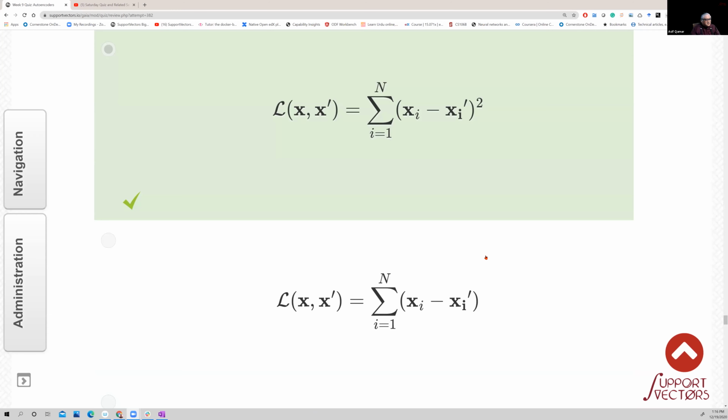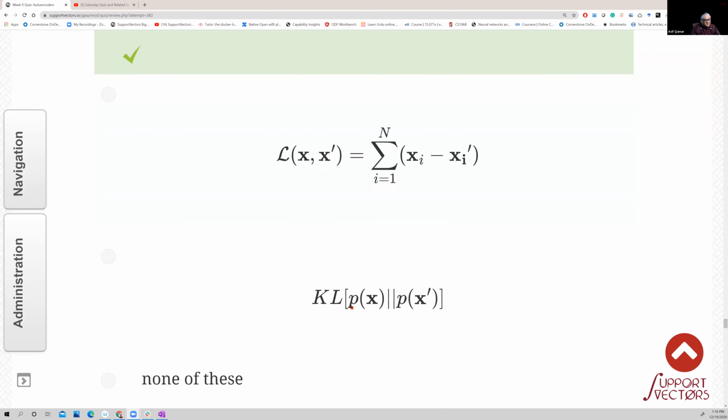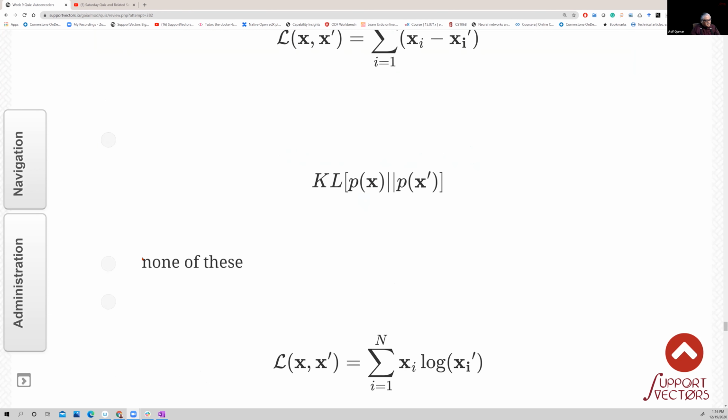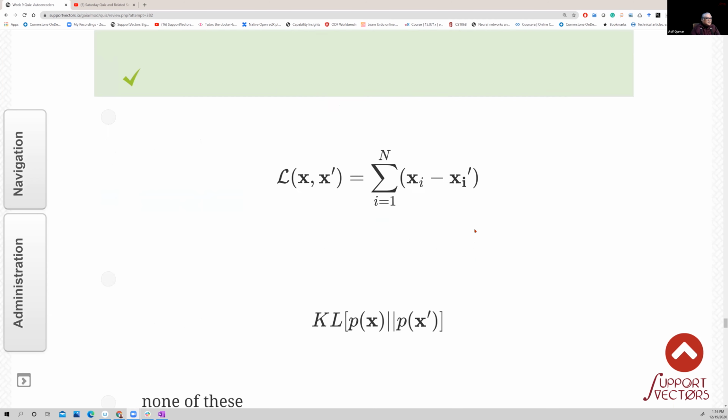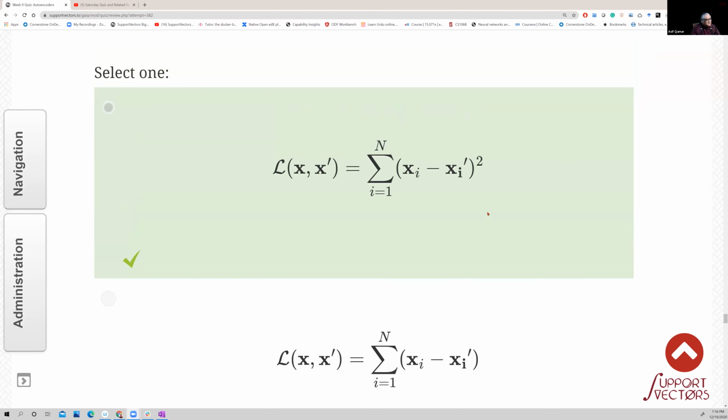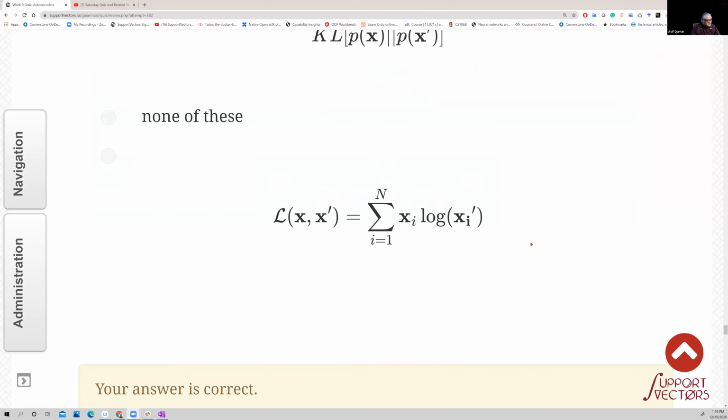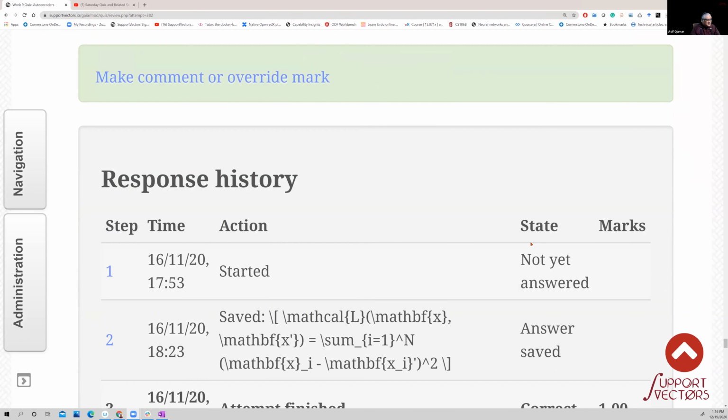What are the other choices I put here? Here the square is missing. Here KL divergence has been put, none of the above. And this is cross entropy loss, certainly not that. Right? So obviously, if you know the very basics of the autoencoder, this is your loss function. Most of you got that right.